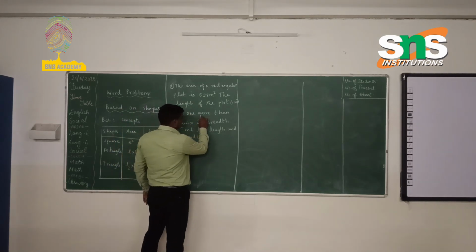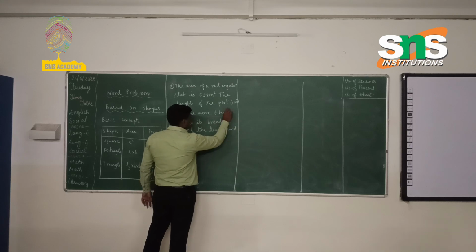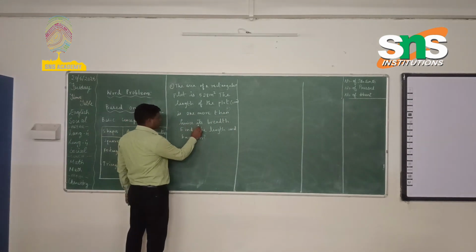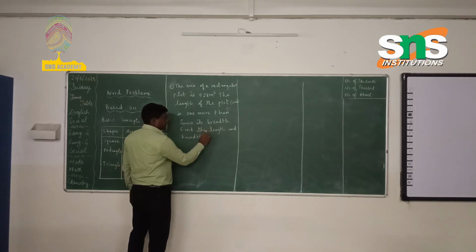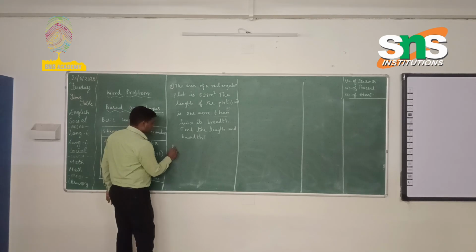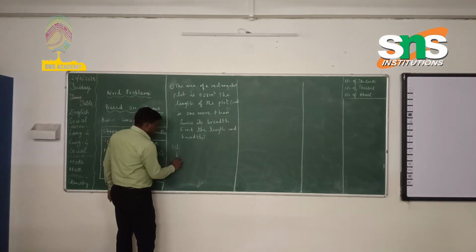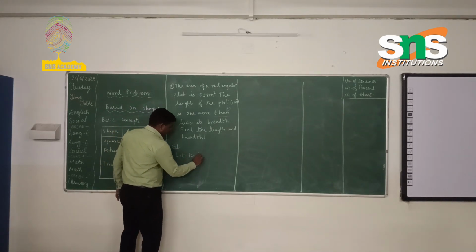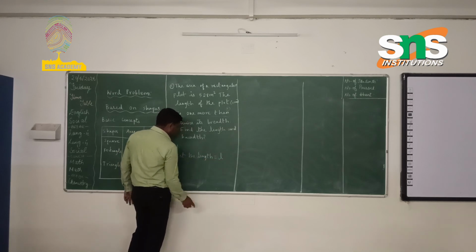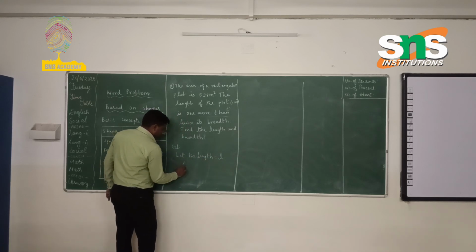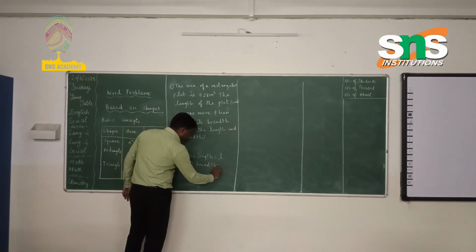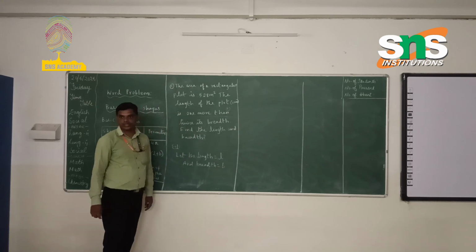1 more than means what here? What term will come? Addition. 1 more than twice its breadth. Twice its breadth means multiplication. Understand? So here we will assume, please listen: let the length be L and breadth be B. Understand?